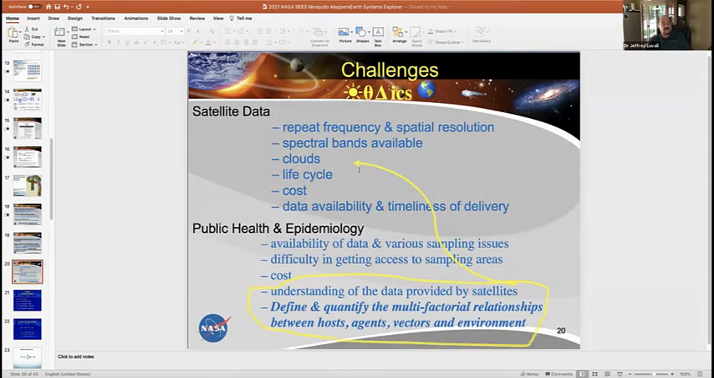And so, if we look at satellite data, just to summarize, spatial resolution may be too coarse. That's a problem. What kind of bands or light channels, how are we dividing up the light spectrum? Clouds are always a problem. It costs a lot to keep a satellite up, and data availability, those are all the challenges with satellite data. And if we look at the public health side, there's availability of data, sampling issues, difficult access to sampling areas, but also understanding what remote sensing can give, and understanding all those relationships.